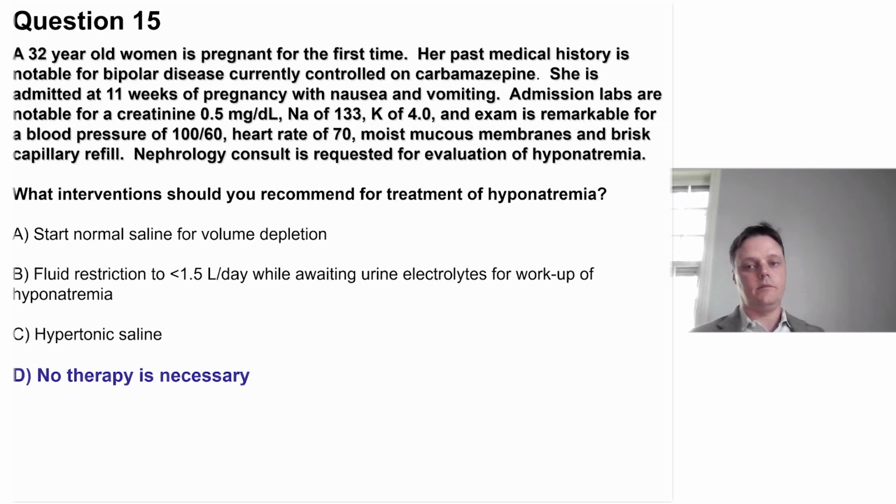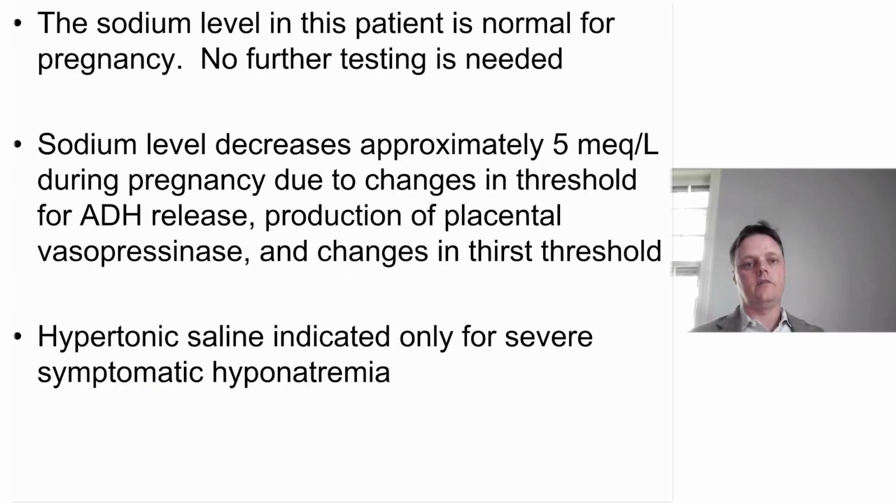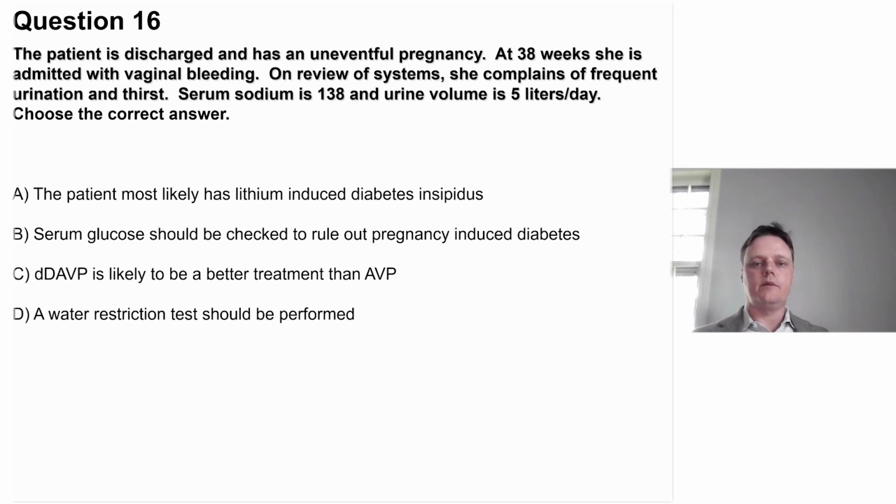The answer is that no therapy is necessary. The sodium level in this patient is normal for pregnancy, so no further testing is needed. Sodium levels decrease approximately 5 milliequivalents per liter during pregnancy due to changes in the threshold for ADH release, reduction of placental vasopressinase, and changes in thirst threshold. Hypertonic saline is indicated only for severe symptomatic hyponatremia. The patient is discharged and has an uneventful pregnancy.